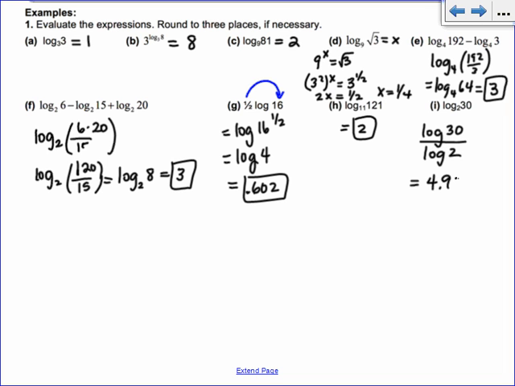So we get 4.907. Is that what someone said? Yeah, that's good. All right.